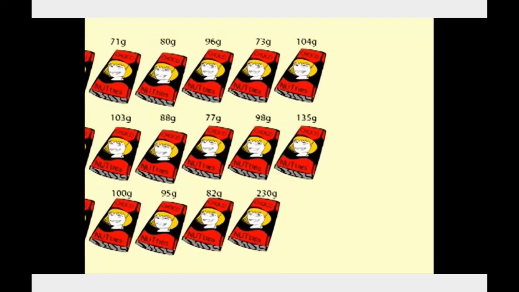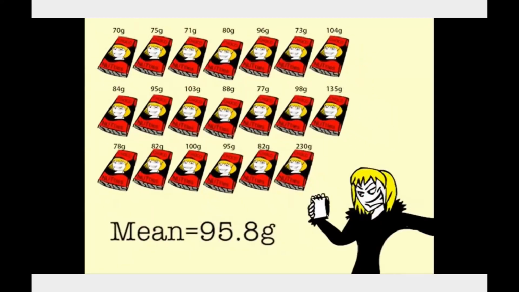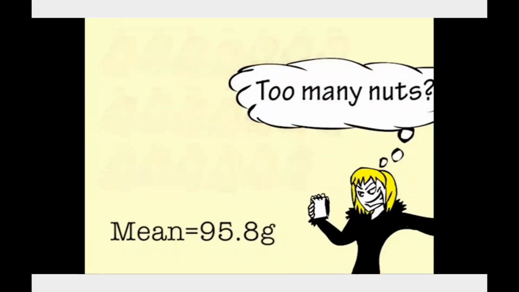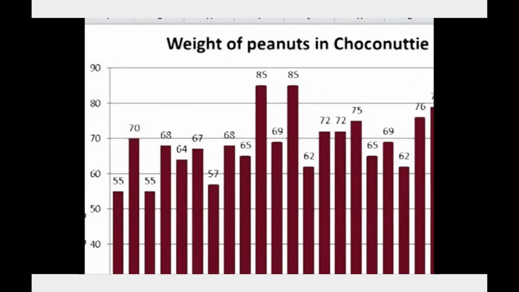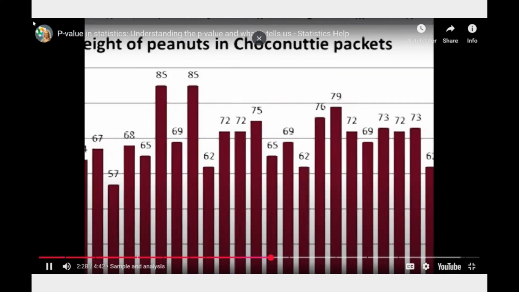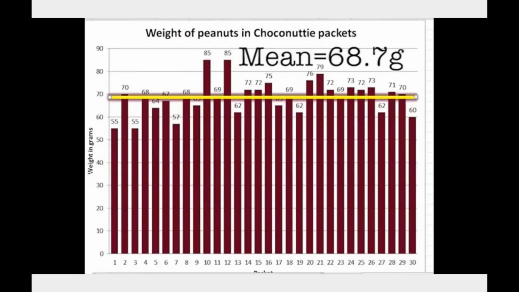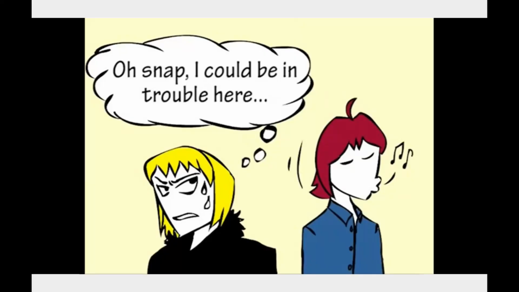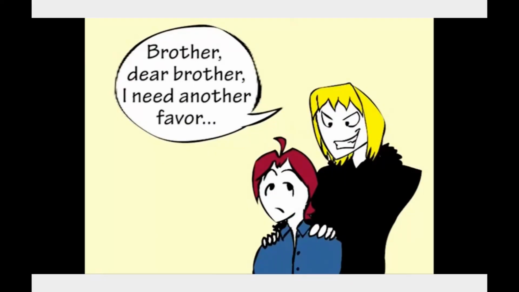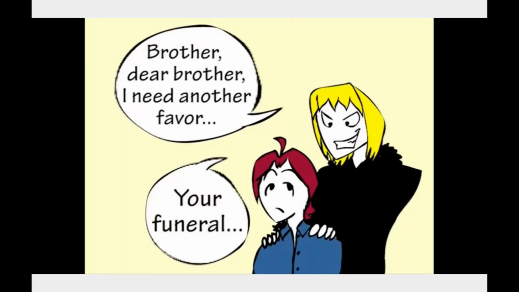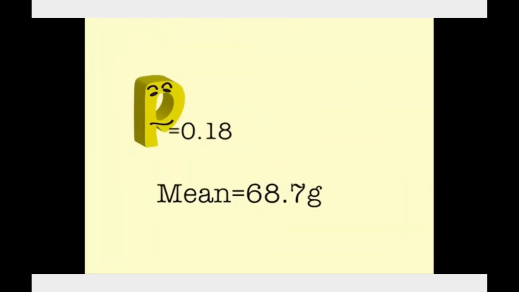Conversely, if all the values of the 20 packets were much higher than 70 grams, it would be obvious that there were enough peanuts and that there was nothing to complain about. However, in this case, the 20 packets contain the following weights of peanuts, and the mean is 68.7 grams. This caused Helen to ask herself, does this provide enough evidence that the bars are short of peanuts, or could this result just be from luck? She asks her brother to use Excel to find the p-value for this data, comparing with a mean of 70 grams. The p-value is 0.18.